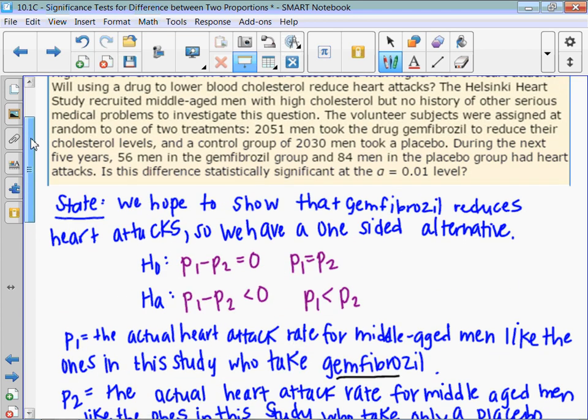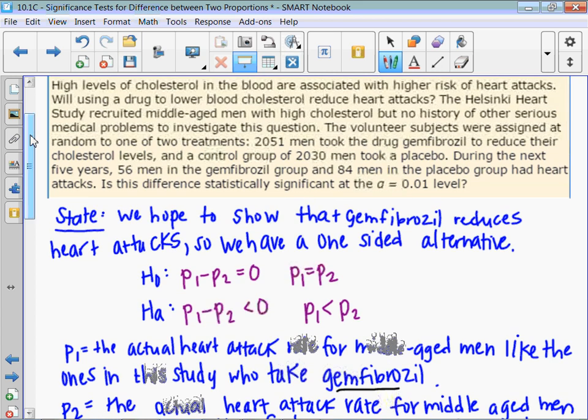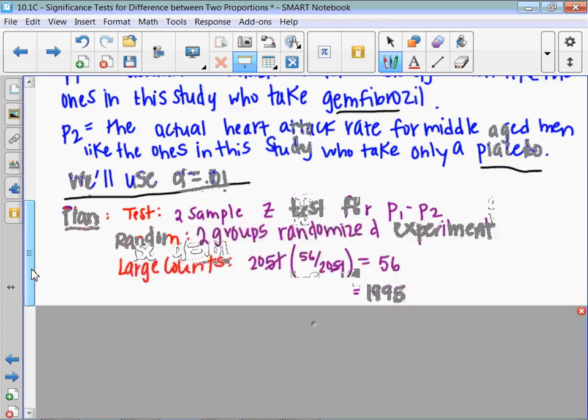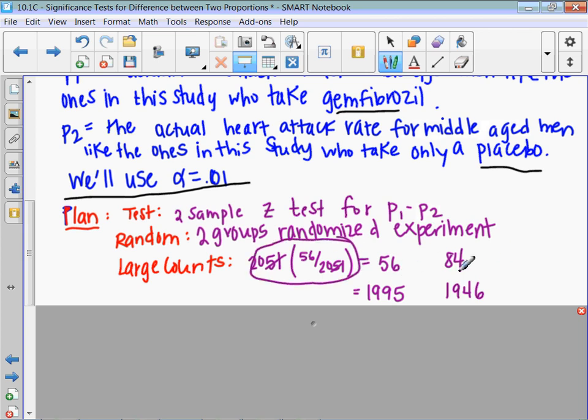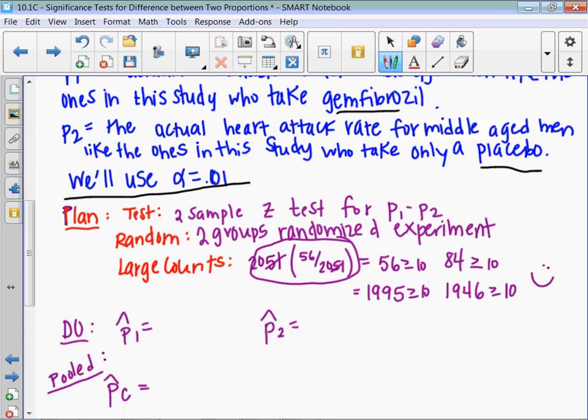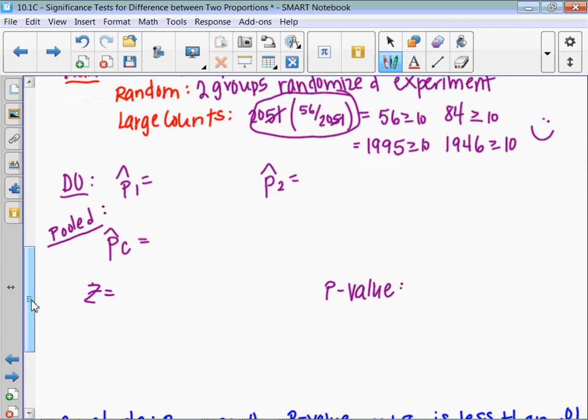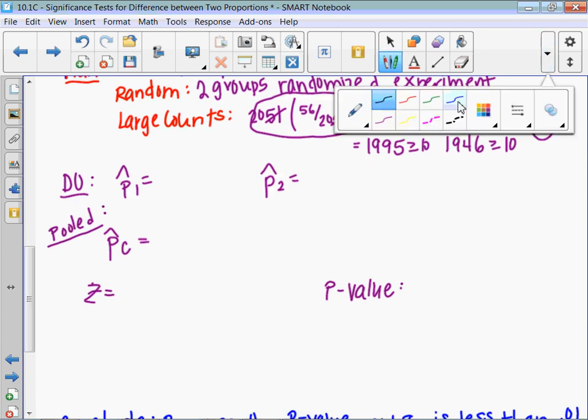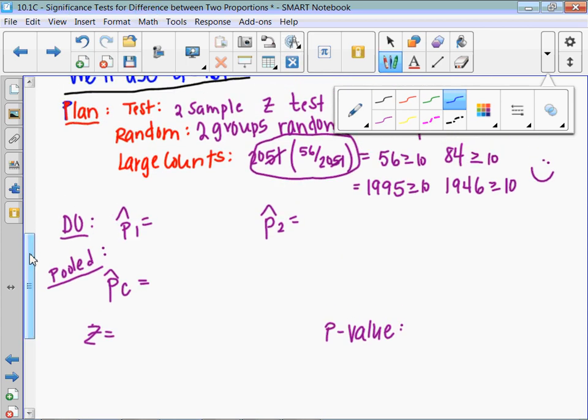Then the other one, we had 84 out of 2030. So we've got 84, and then 2030 minus 84 is 1946. You don't necessarily have to show this, but we do need to list that every single one of these is greater than or equal to 10. And so we have large counts. All right, so we need to find p hat 1, p hat 2, our pooled p hat, our z-score, and our p-value. Let's do this all on the calculator.